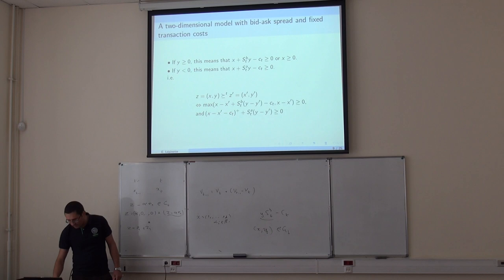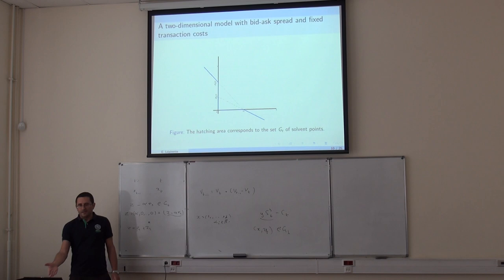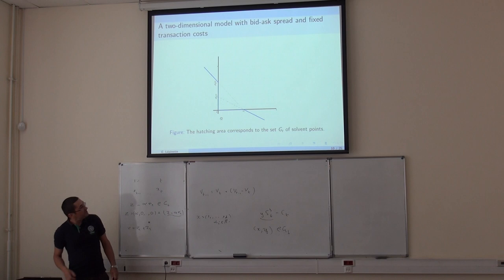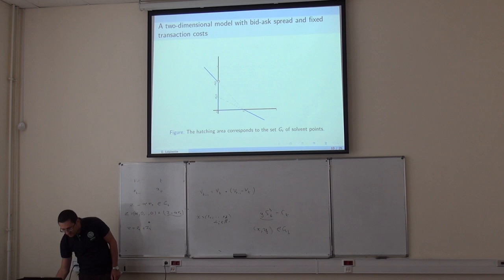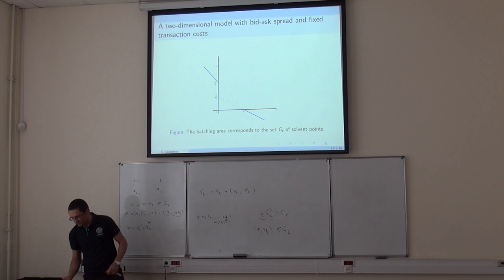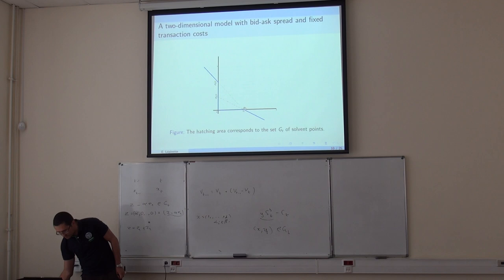there is some linearity. So let us here see the solvency set, the random solvency set, that is this hatching area. As you can see, if you suppose that the fixed cost equals zero, CT equals zero, then you get the solvency cone of the Kabanov model. Okay, so just consider the cone here by pushing C to zero. Okay, to get these two lines.